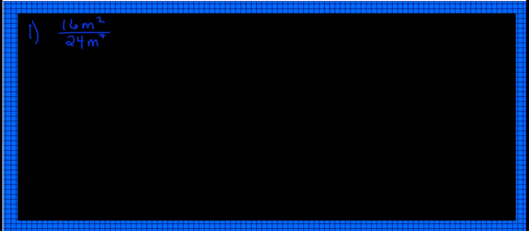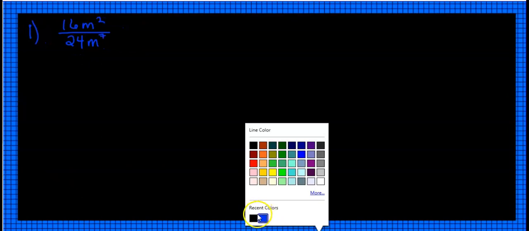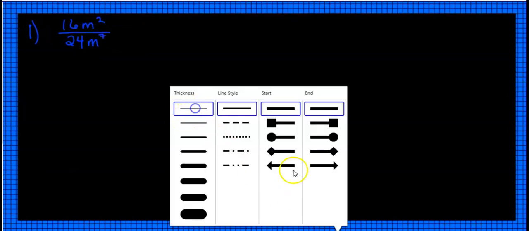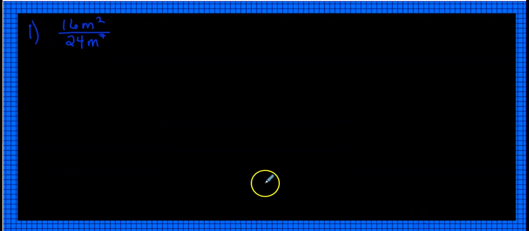Let's go back to number 1. On number 1, we are going to just start canceling stuff out because these two terms don't have any pluses or minuses between terms in the numerator and denominator. So let's go ahead and look at the coefficients and see what we can divide by there. We can divide both of these by 8. That's the greatest common factor of 16 and 24. So let's go ahead and do that first.